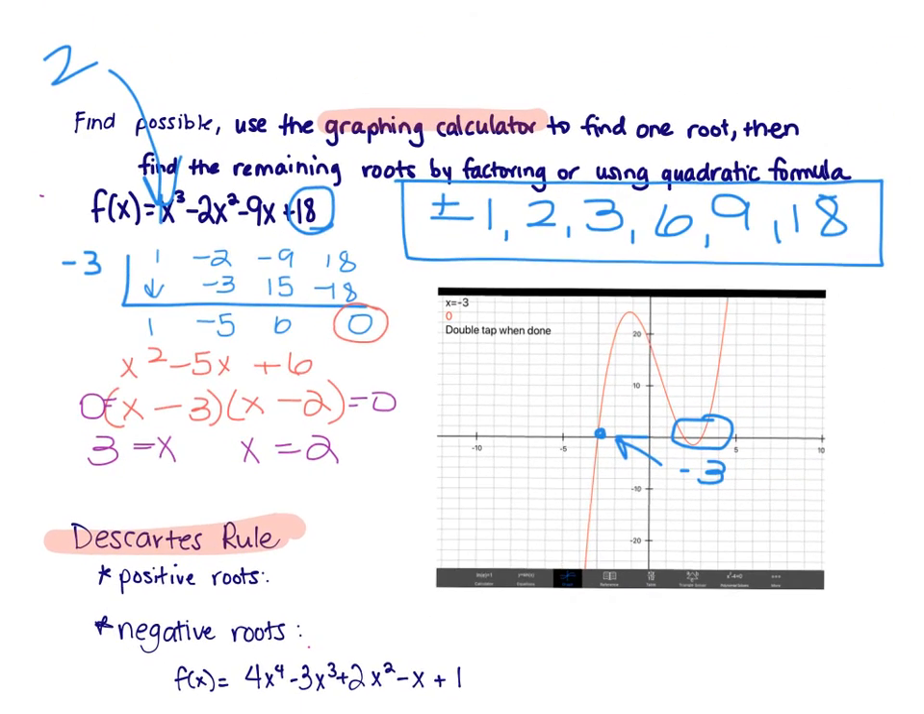So the question says find the remaining zeros. Or if it says remaining zeros, I only need these two. If it says find all the zeros, then I need -3, 2, and 3.